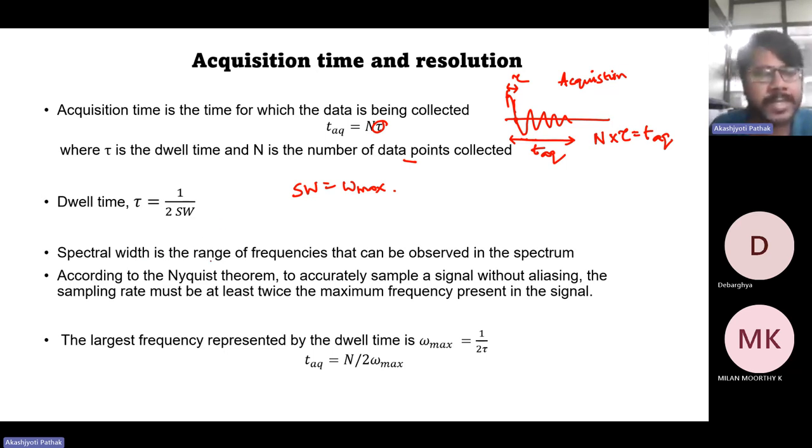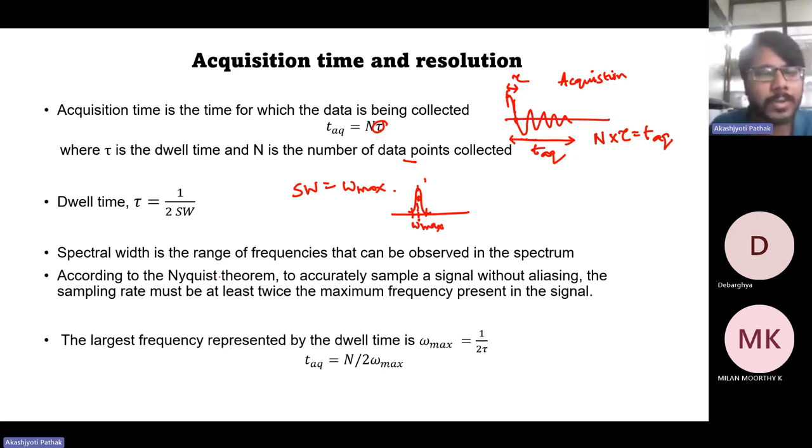The spectral width is the range of frequencies that can be observed in the spectra. It will be the range of frequency, but the value of the spectral width is taken to be the maximum frequency that is present in this range of frequency.